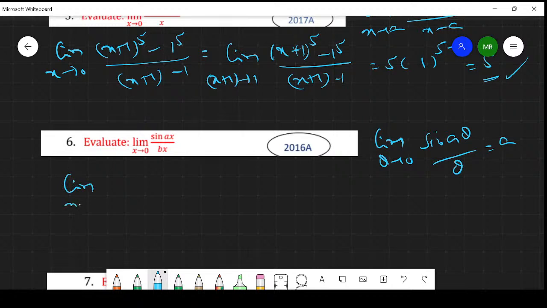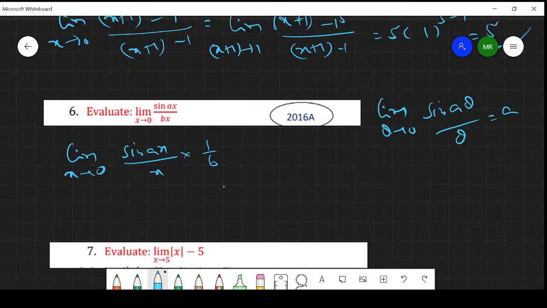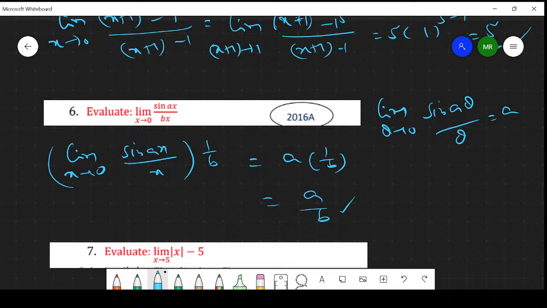I can write limit x tends to 0, sin(ax) by x into 1 by b. This 1 by b I can write outside. I can take out 1 by b, since the limit of a constant is the constant again. The remaining limit, according to this formula, is a. So you will get a into 1 by b. Answer is a by b. That's all.